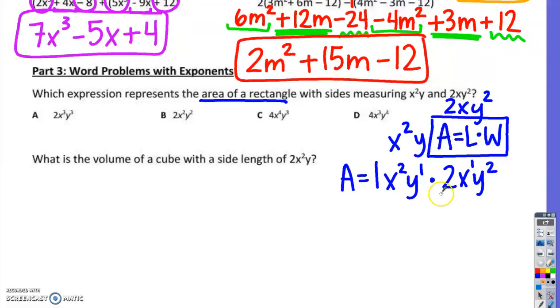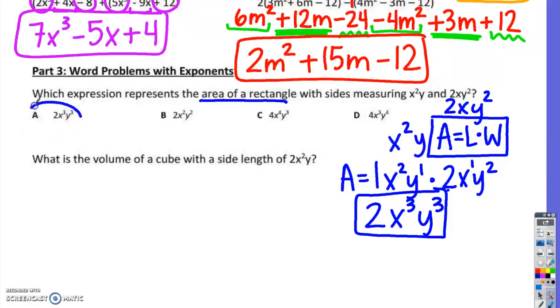So 1 times 2 is 2. Now my x's: I have 2 over here times 1 of them over here, which makes 3 of those. And then I have 1 of my y's over here times 2 of them over here, which gives me a total of 3 of those as well. So the area here is 2x cubed y cubed. I see that here, letter choice A.